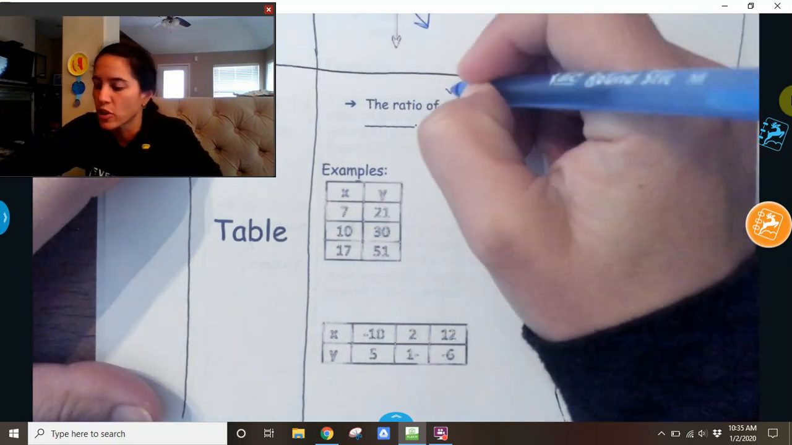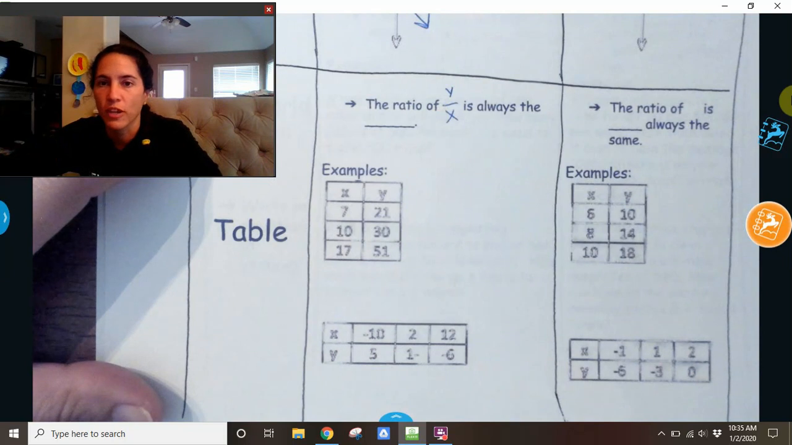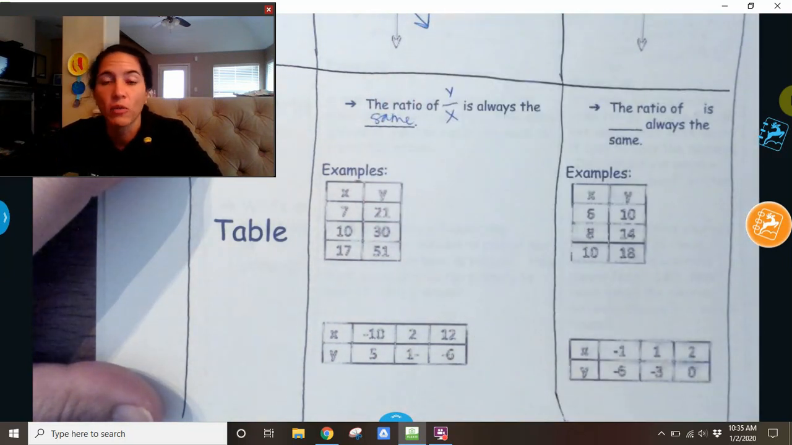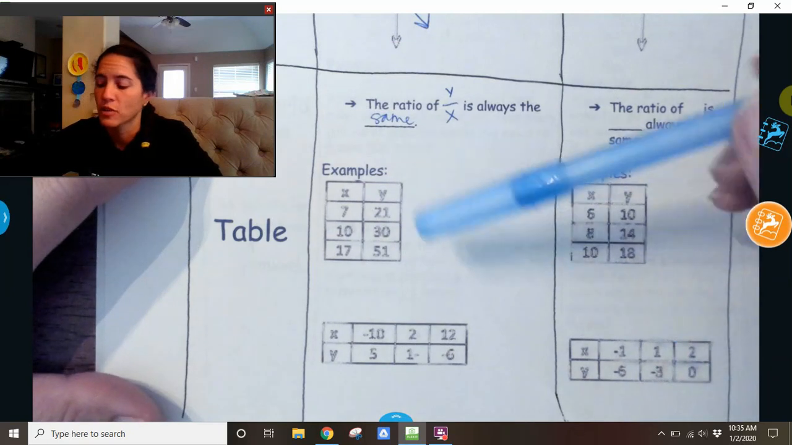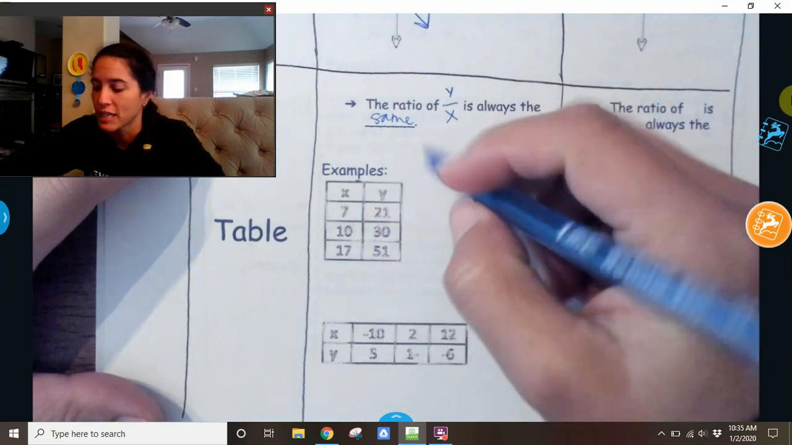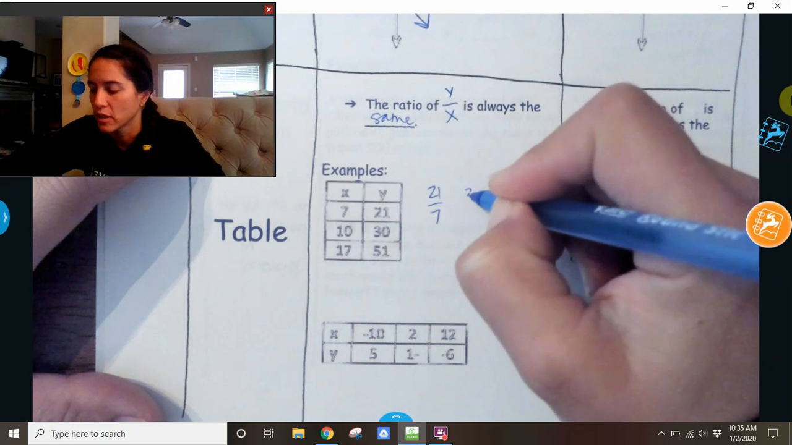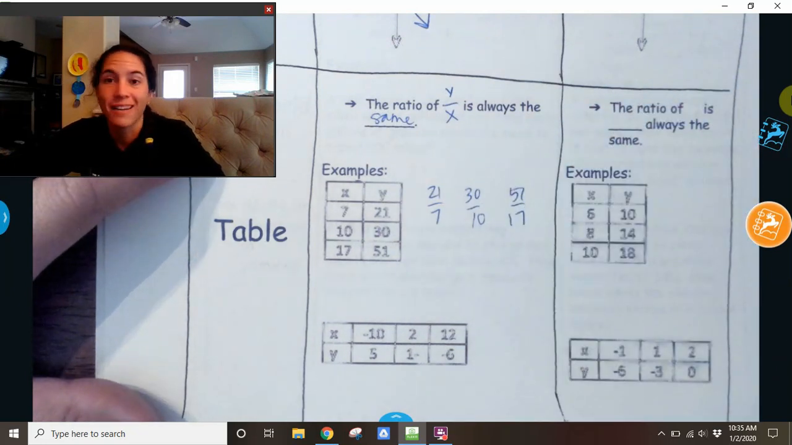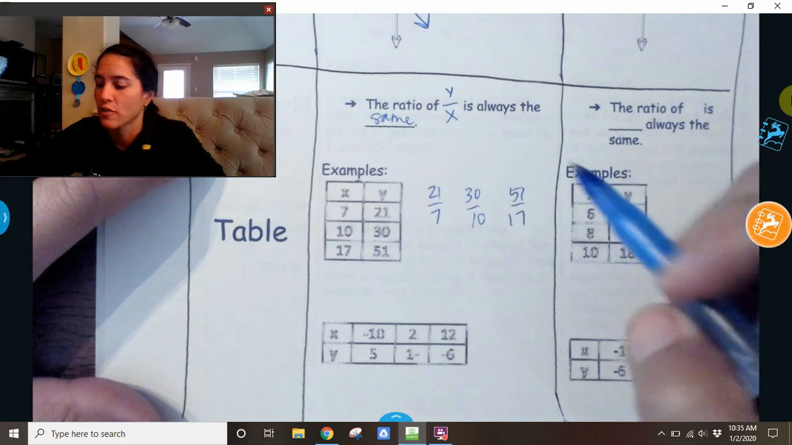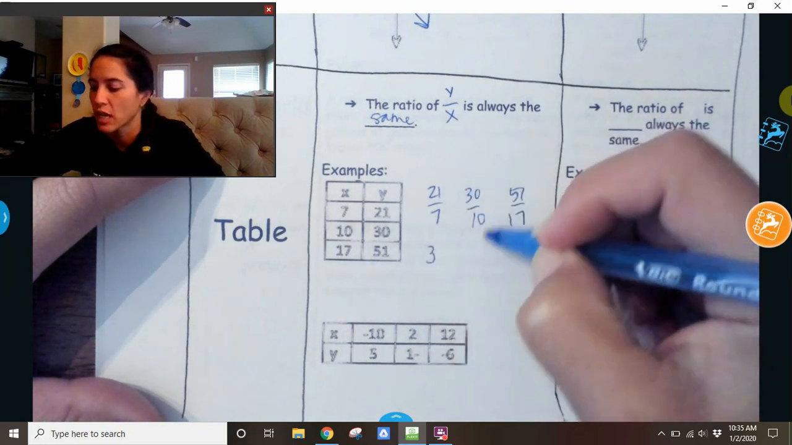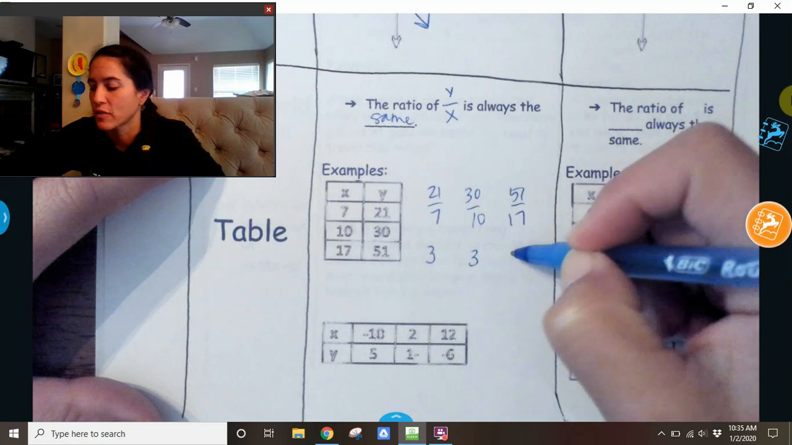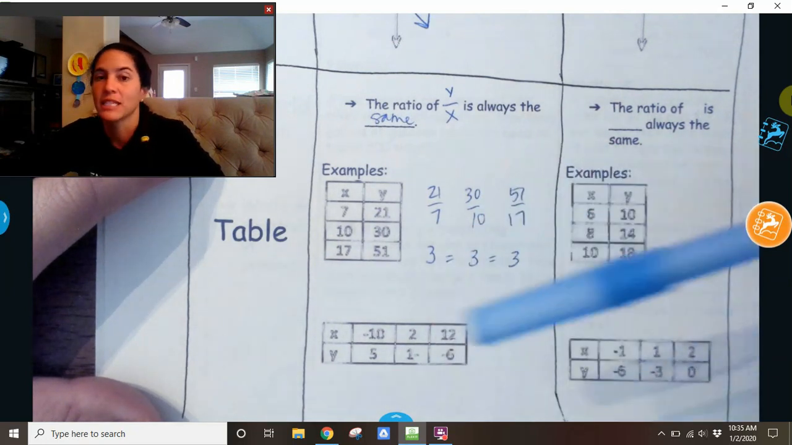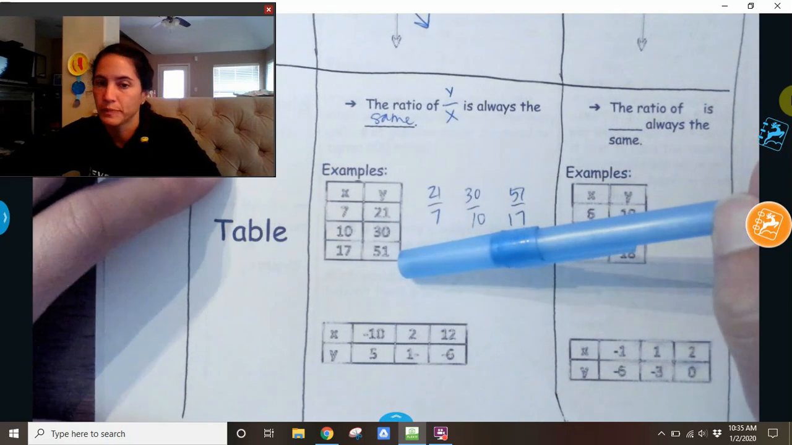So we want to compare the ratio of y to x. If it's proportional, the ratio is always the same when you compare y to x. In this example, I'm going to compare y to x. So 21 over 7, 30 over 10, and 51 over 17. Right now, I can't necessarily tell if they're the same, so I'm going to reduce. 21 divided by 7 is 3, 30 divided by 10 is 3, 51 divided by 17 is 3. Since all the ratios are the same, this is a proportional relationship.